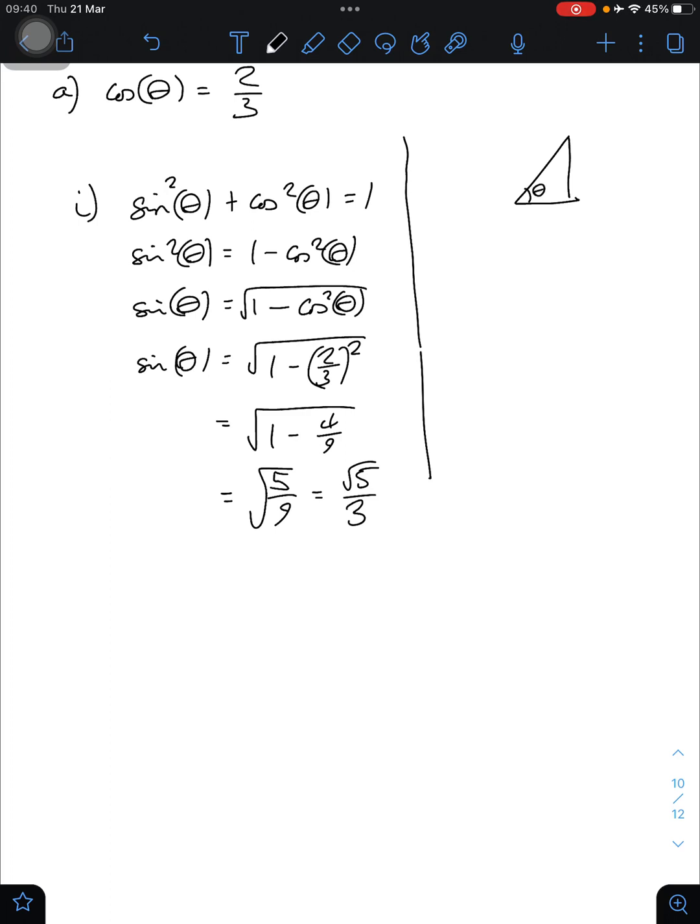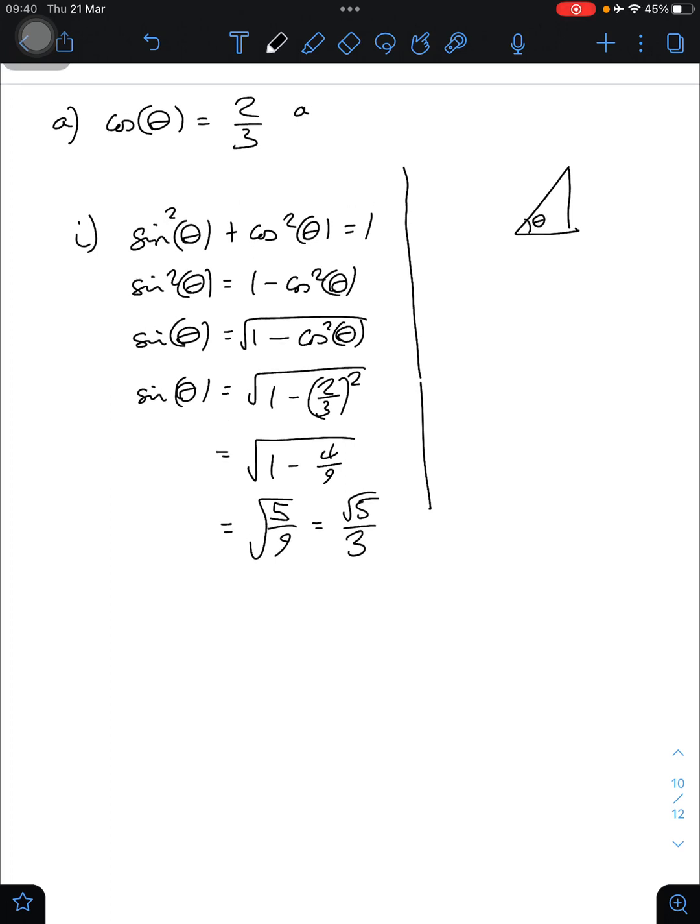So if we know that theta is that, we know that cos is the adjacent over the hypotenuse. And so the adjacent here would be 2 and the hypotenuse would be 3. So what would the missing value be? Well, it would be the square root of 3 squared minus 2 squared, which is the square root of 5. And then you know what your opposite value is, and so you know that sine theta is your opposite over hypotenuse, and so all you're left with is square root 5 over 3.